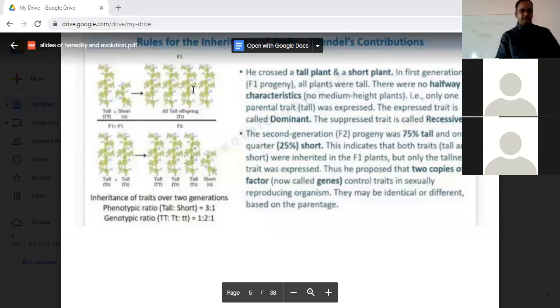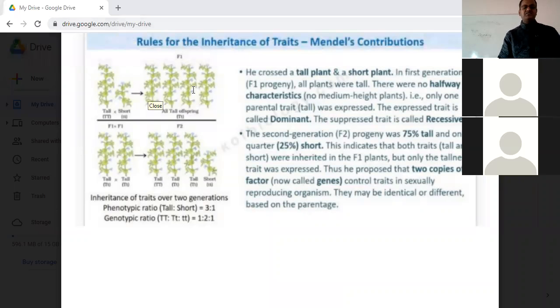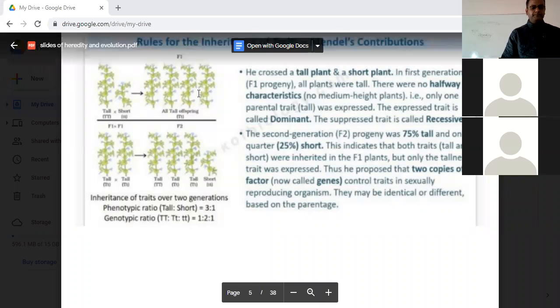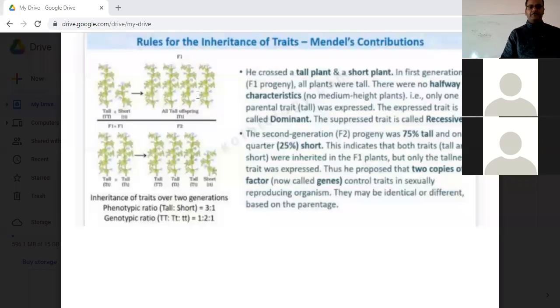One question has come from Khushbu. What is an allelic pair? Allele: an alternative form of a gene is called an allele. Okay, Khushbu, suppose capital T capital T, capital T small t. So these are the alleles, the alternative forms of the gene. Is it clear, Khushbu? Okay, fine. So once again, I repeat my question.